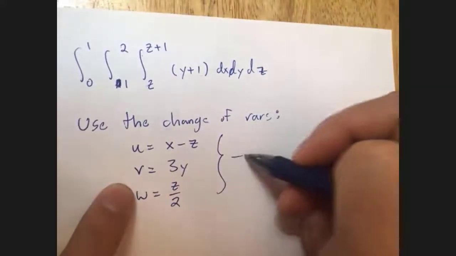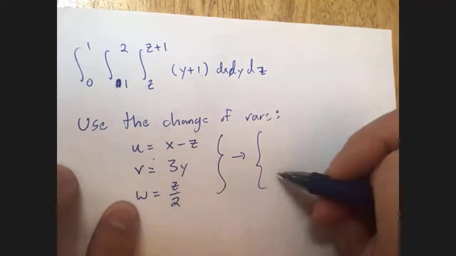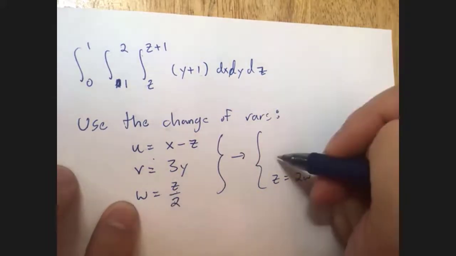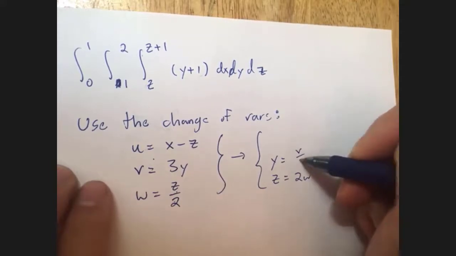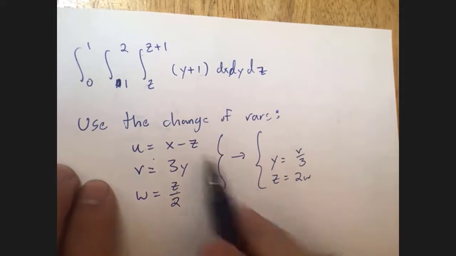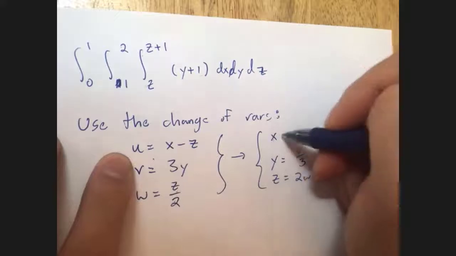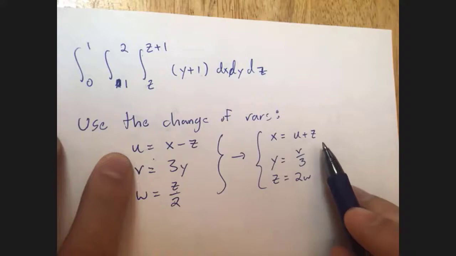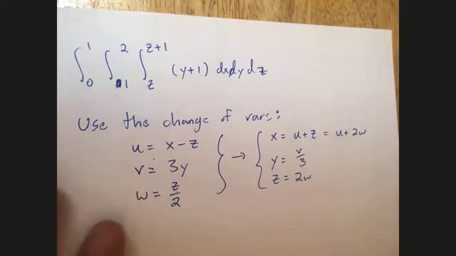This set of equations is not too bad. Z is really easy to get, right? You just multiply both sides by 2 here. You get z equals 2w. Not too bad. Y is pretty easy to get. You just divide both sides by 3. It's just v over 3. And this one is a little more complicated. I can solve this for x. X is u plus z. But what is z? Z we said was 2w. So that's u plus 2w. So here are my formulas for x, y, and z.